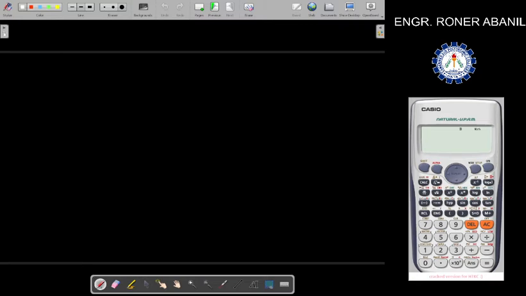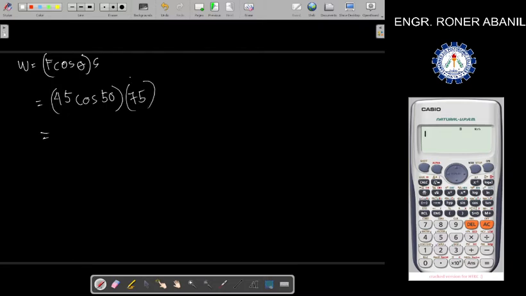So, the work done by a 45 Newton force is, gamitin natin yung formula, W equals F cosine theta multiply ito ng S. Okay? Ano yung force natin? Yung force natin is 45. So, magiging 45 cosine 50. Multiply natin to ng 75. And this is the direct substitution problem lang, no? Okay? So, using our calculator, no? 45 cosine 50 multiply by 75.